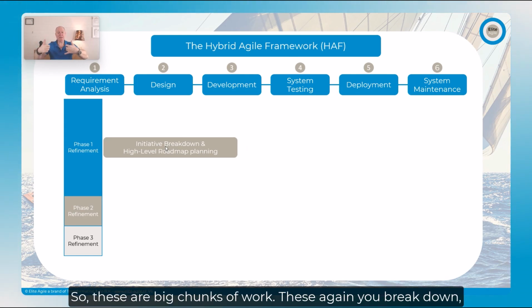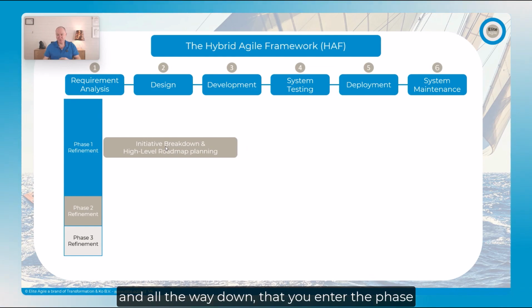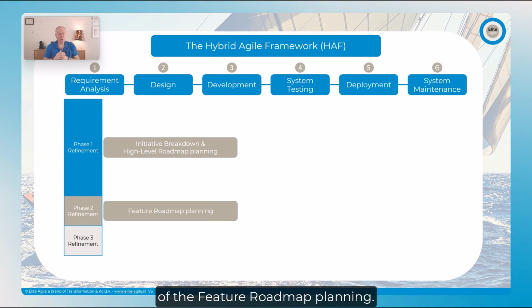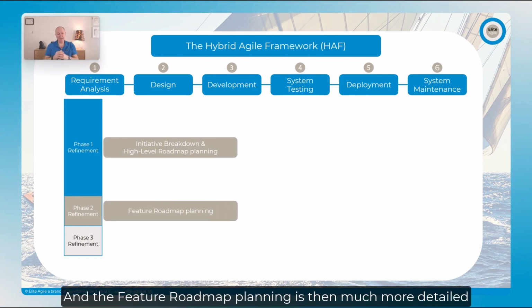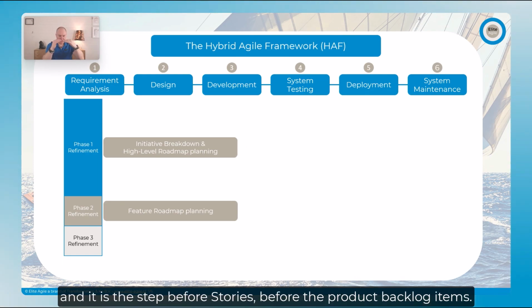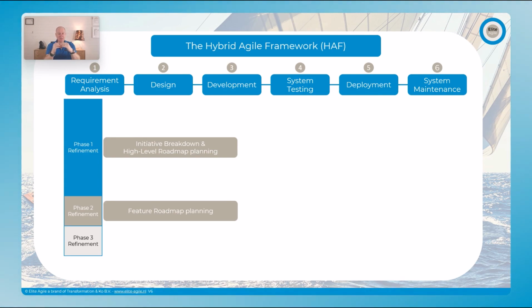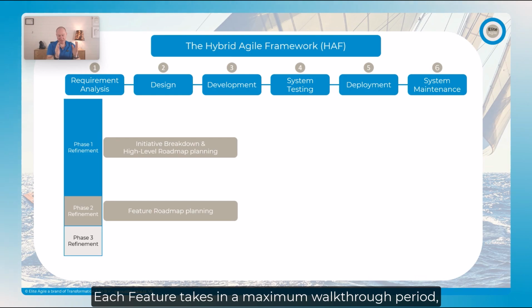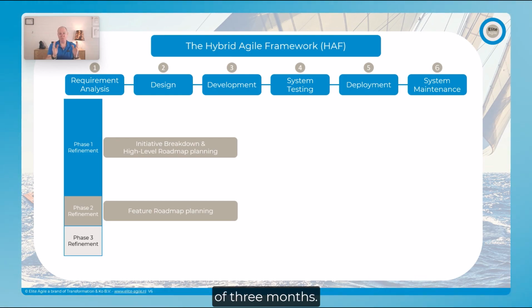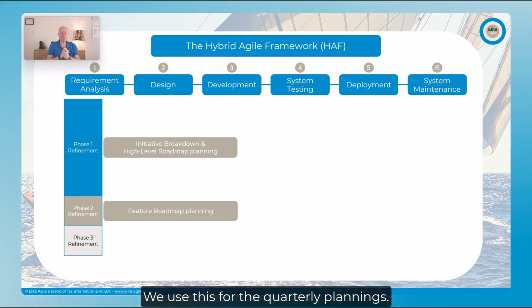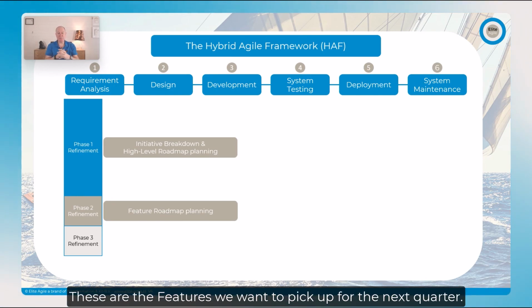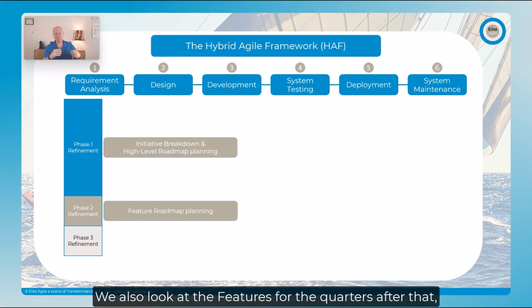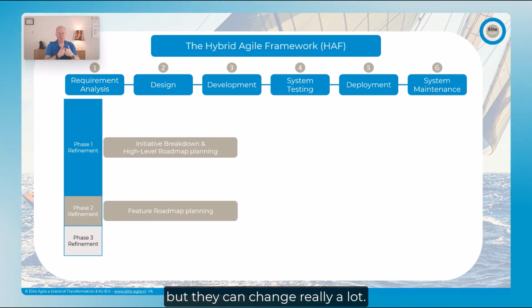These again you break down, and all the way down you enter the phase of the feature roadmap planning. The feature roadmap planning is much more detailed, and it is the step before stories, before the product backlog items. Each feature takes a maximum throughput period of 3 months. We use this for the quarterly planning. These are the features we want to pick up for the next quarter. We also look at the features for the quarters after that, but they can change a lot.